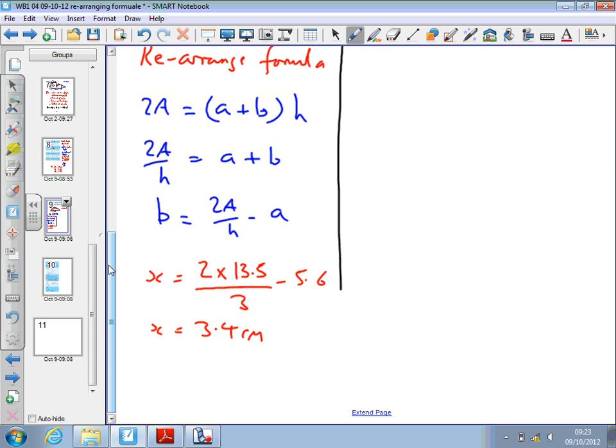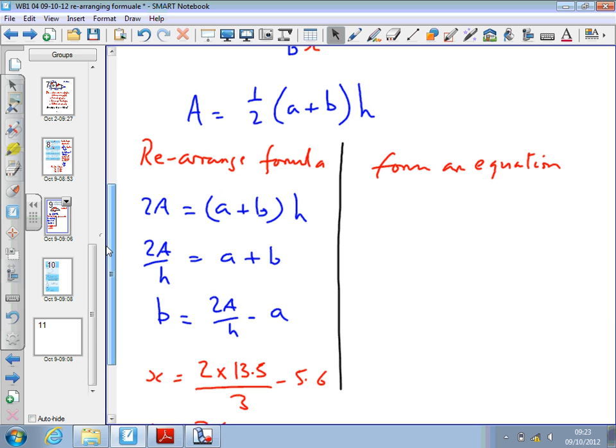The other way to do it is to form an equation. In other words, we just rewrite this formula but put the numbers in. So 13.5, which is the area, equals half times A, which is 5.6, minus b, sorry, I say minus, plus b, times the height, which is 3. And then try and solve it.